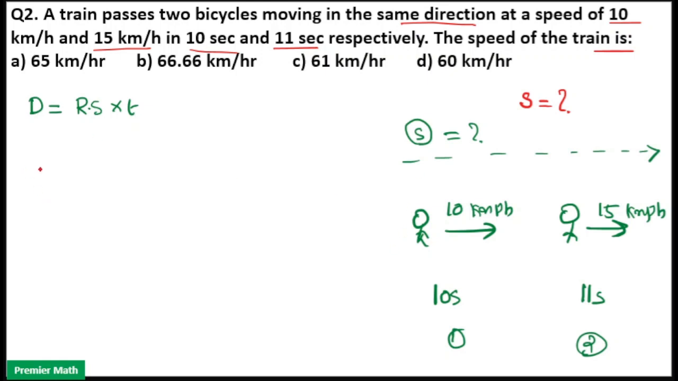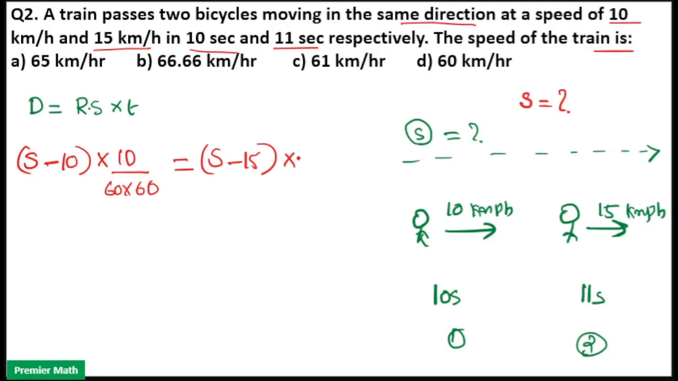So in the first case, speed of the train minus speed of the first cyclist, 10 km per hour, both are moving in the same direction. So S minus 10 into the time taken to overtake the first cyclist, 10 seconds. Since this is in seconds, I will convert it into hours. So 60 into 60. This is the distance covered while overtaking the first person. And then the distance covered while overtaking the second person is S minus 15 into the time taken to overtake, 11 seconds. This is also, I will convert it into hours.